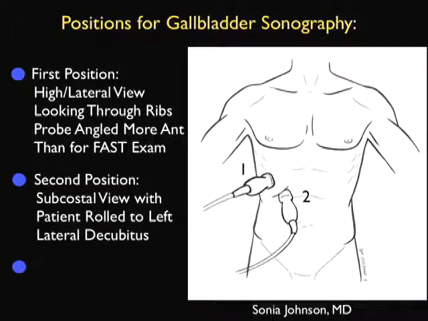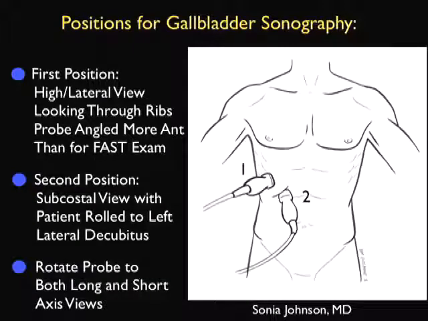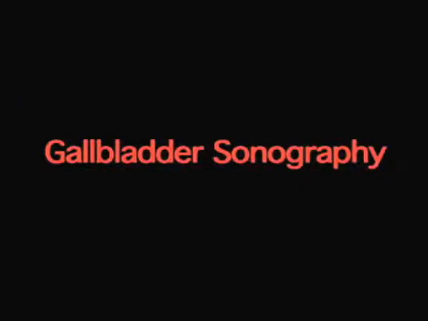We angle the probe a little bit more anteriorly to be looking at the gallbladder, and we get some great high lateral views of the gallbladder. The second position is to roll the patient into the left lateral decubitus position and then place the probe as shown here in the subcostal position with the probe marker over towards the patient's right side. This also can give great views of the gallbladder and allow for assessment of the sonographic Murphy's sign. Remember to rotate the probe to both long and short axis views from both of those positions.